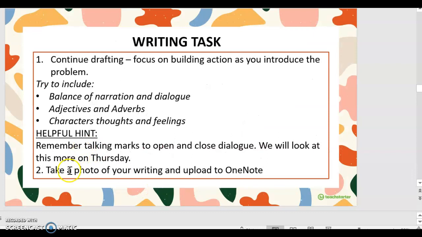So remember to take a photo of your writing and upload it to OneNote. That is your task today, just focusing on the rising tension and getting to your problem. You can definitely continue on with your problem, but we're not solving it yet.